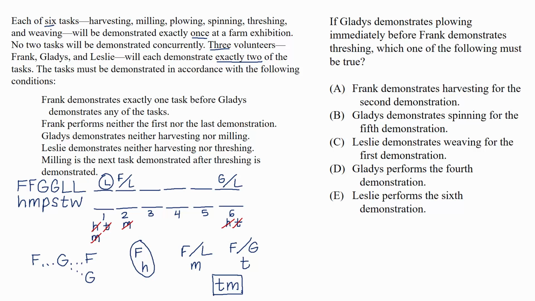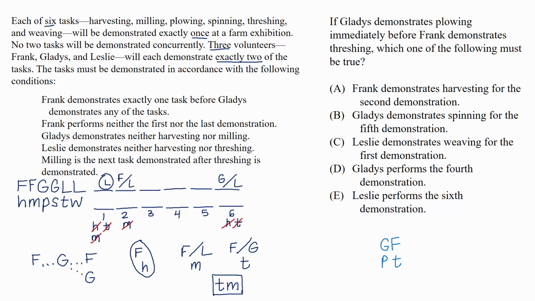If Gladys demonstrates plowing immediately before Frank demonstrates threshing, which one of the following must be true? This is a must be true question, and we're given the new condition that Gladys demonstrates plowing right before Frank demonstrates threshing. The problem is that we don't know where in the order this takes place exactly. So redrawing our original diagram isn't actually going to help us too much here. What we can do is start with a new rule and see if we can build it out from there. So let's draw Gladys demonstrating plowing immediately before Frank demonstrates threshing. And we'll make deductions from here.